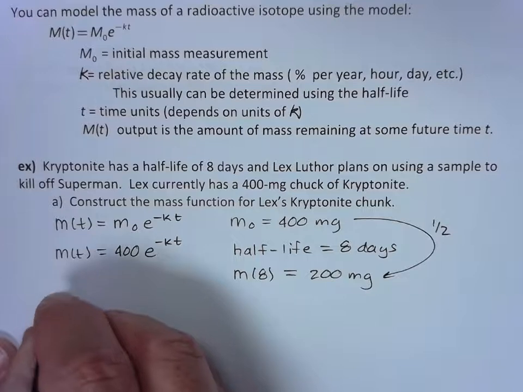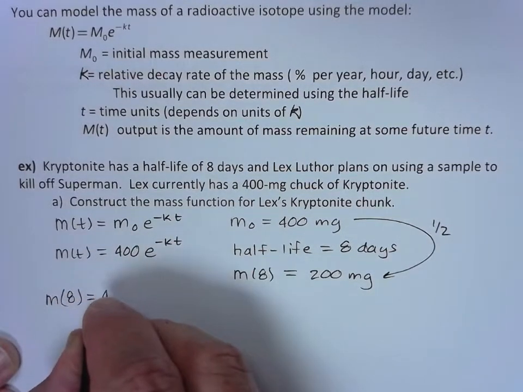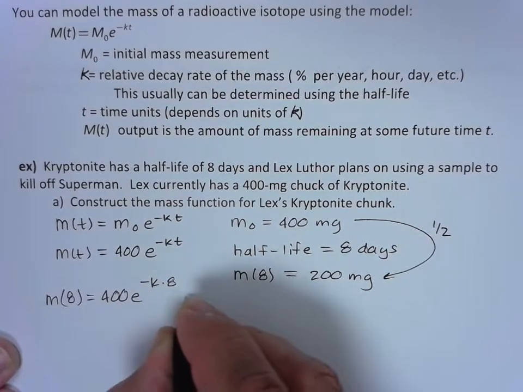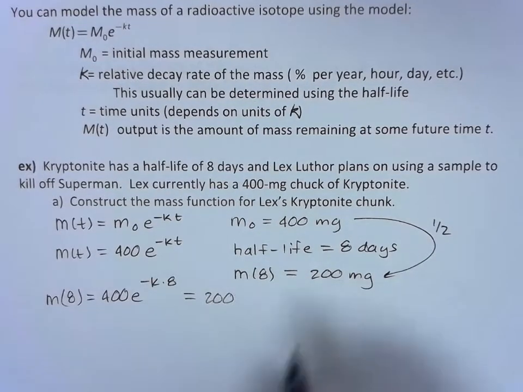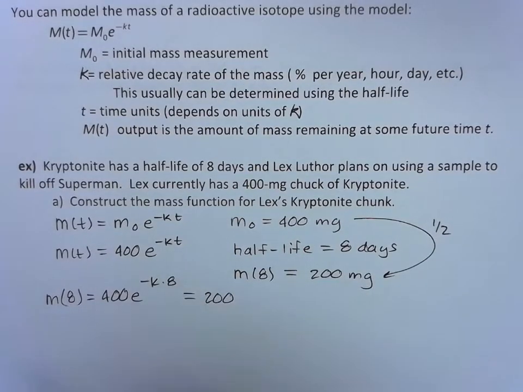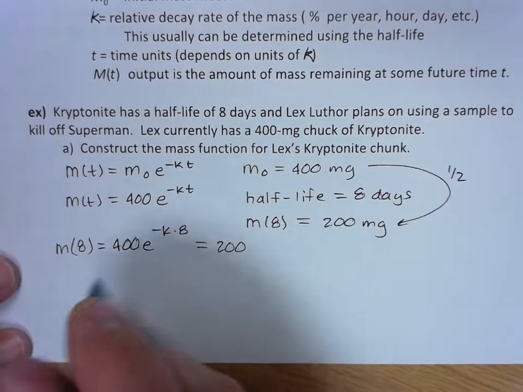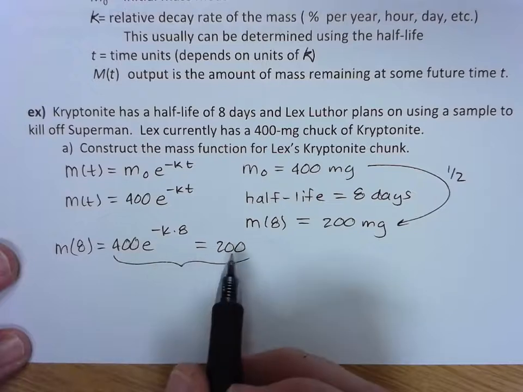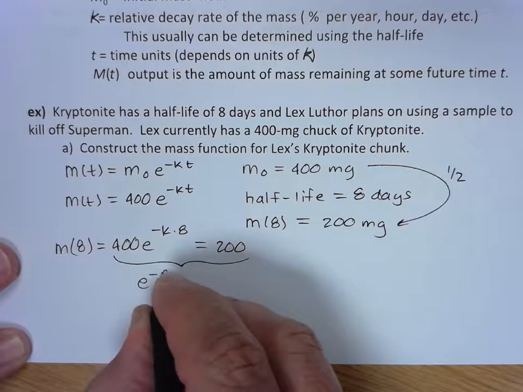M of 8, meaning days, according to our formula, that'll be 400 e to the negative k times 8, and I want to force that to equal the 200 milligrams, representing the half mass that's left over after the half-life of 8 days. So, similar to finding the k value in the population, this generates an exponential equation that you have to solve to get your k value.